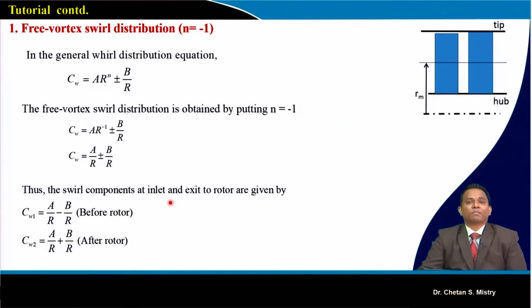Now, let us take the first method. It says free vortex distribution. When I say free vortex, we put the exponent n as minus 1. So, my Cw formula will change to A by R plus or minus B by R. We can safely write Cw1 as A by R minus B by R, and Cw2 as A by R plus B by R. So, now we know the whirl component at the entry and at the exit.